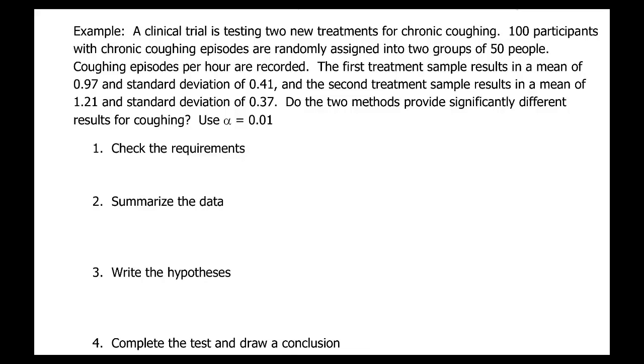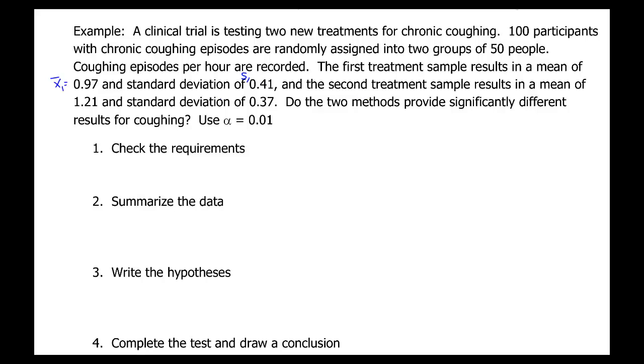So in the example, we have a clinical trial for testing treatments of chronic coughing. We have 100 total participants, and they're going to be put into two groups of 50 people in each group. We're looking at coughing episodes per hour, and we have mean and standard deviation for the first group. These are from a sample, so the sample mean and the sample standard deviation are from the first group.